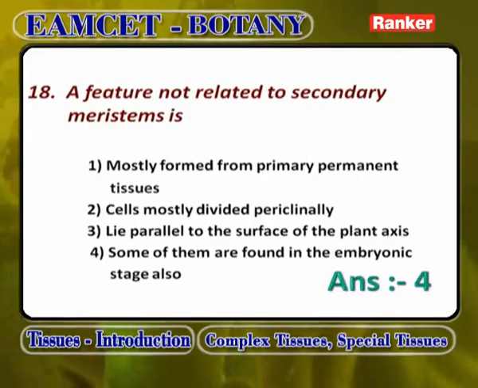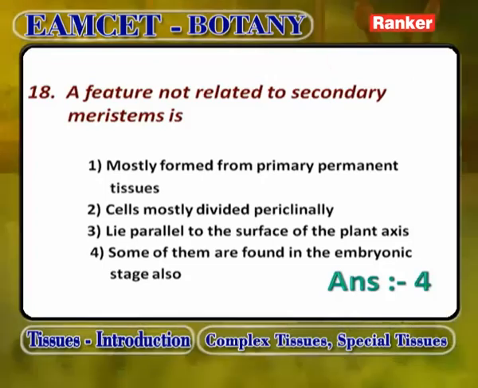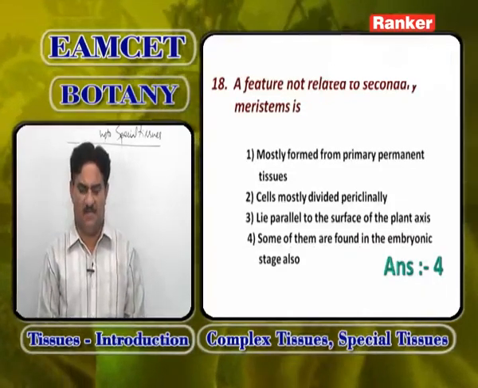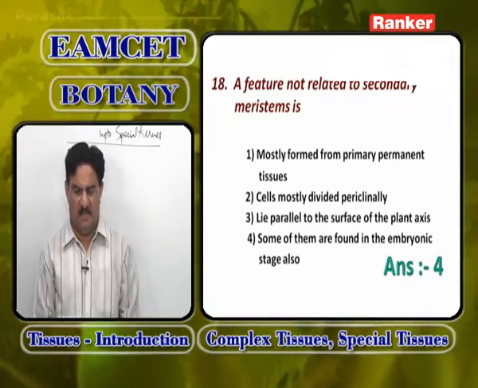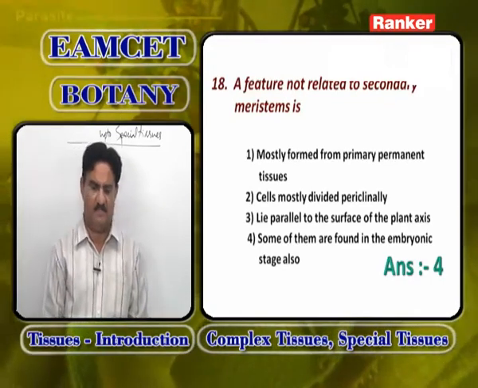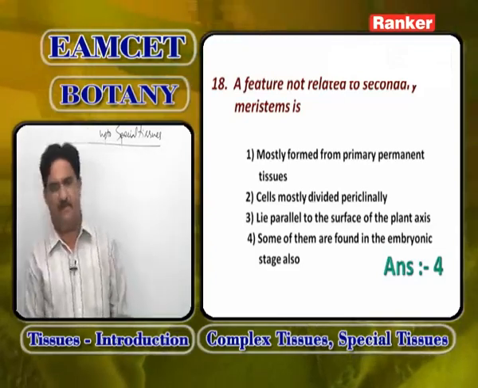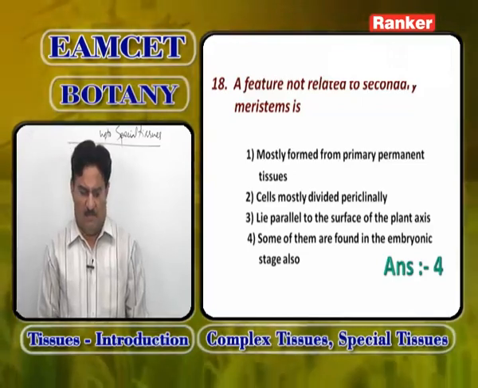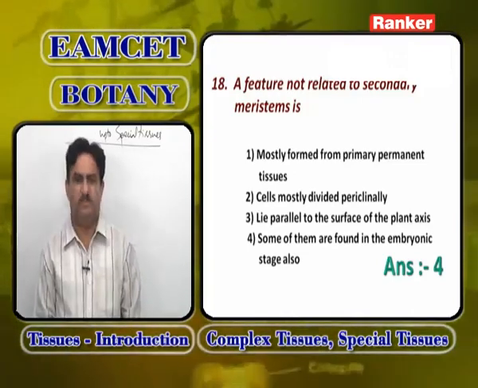A feature not related, that is not found in secondary meristem. Mostly formed from primary permanent tissues is correct. Cells mostly divide periclinally all along the periphery is correct. Lie parallel to the surface of the plant axis is correct because all secondary lateral meristems lie parallel to the surface and close to the axis. And some of them are found in embryonic stages. So, secondary meristem cannot be found in embryonic stage. So, answer is some of them found in the embryonic stage also.